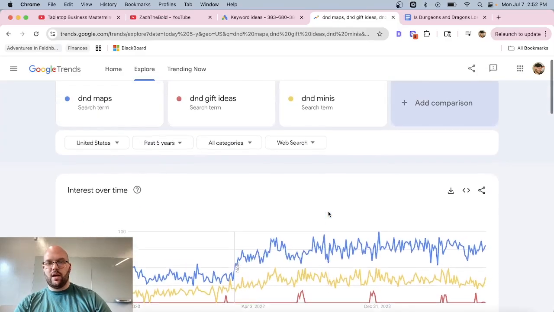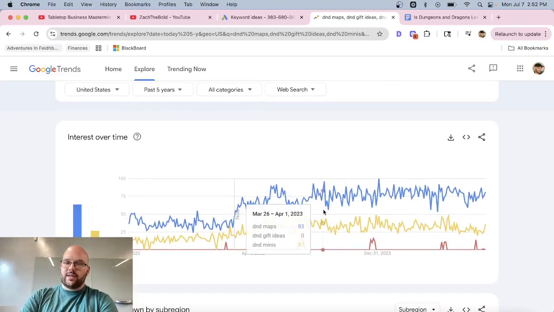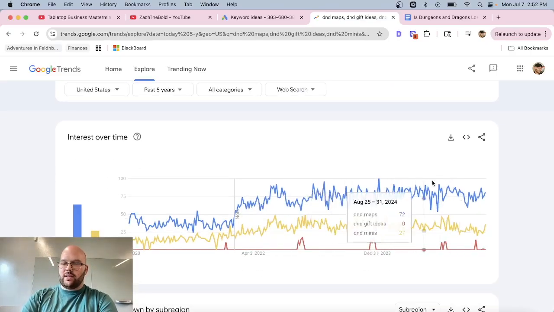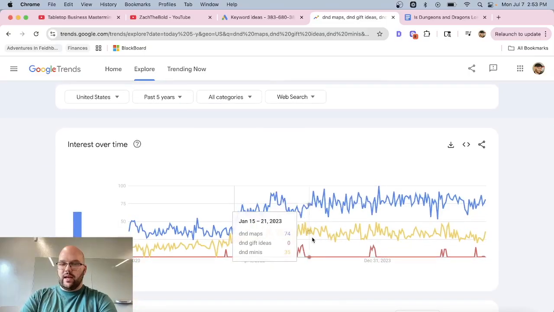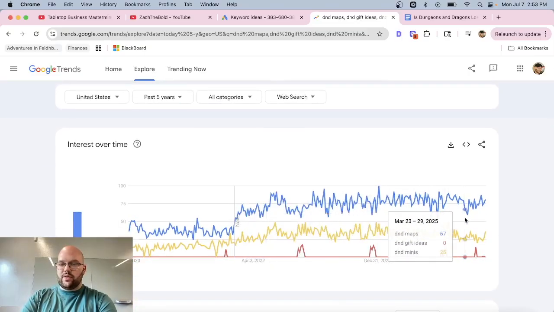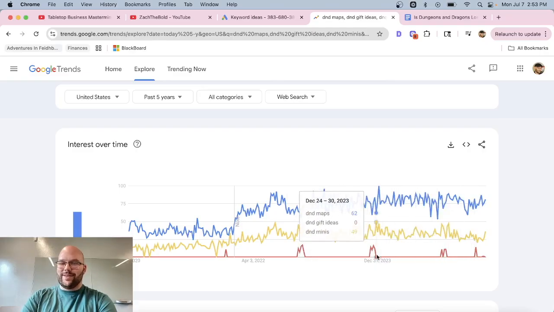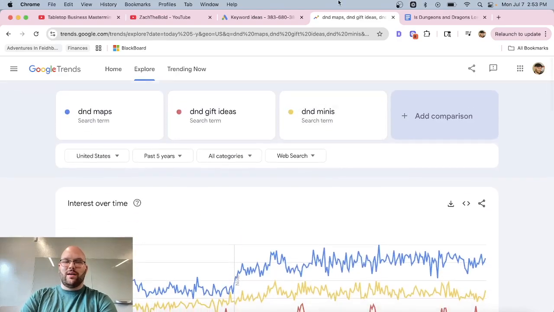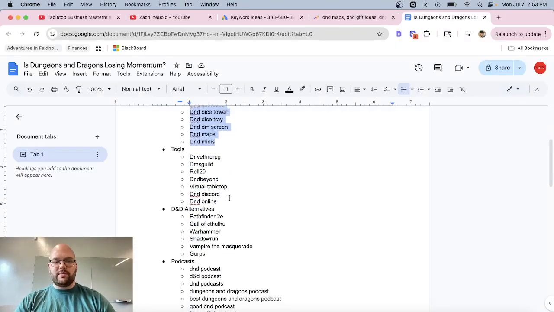And now let's compare D&D maps, gift ideas, and miniatures. Here you'll actually see that the trough is getting higher, and the peaks are remaining steady. So for D&D maps and D&D minis, you'll see that there's a steady increase, or at least a plateau. And you'll see that gift ideas only come around Christmas, so that should be no surprise at all. All right, now let's keep going. What we discovered there was D&D dice might be on a downward trend. That seemed to be very clear in the data.